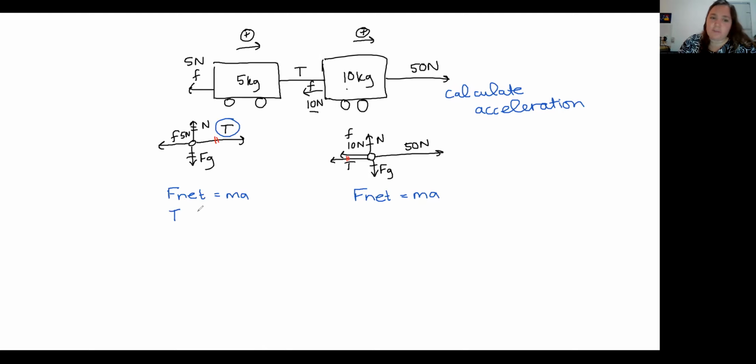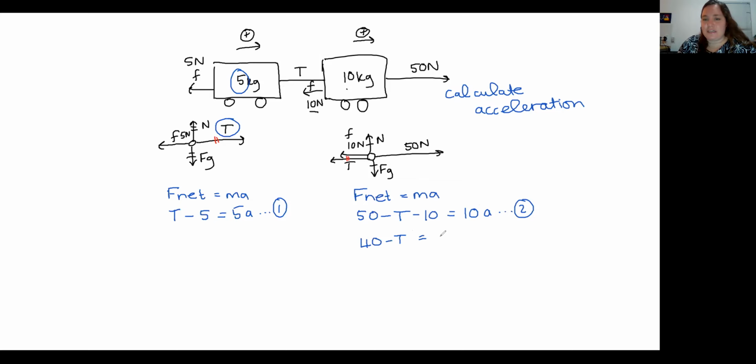The friction is in the opposite direction, so it's T - 5 is equal to my mass here, 5, times acceleration, and that is equation number 1. Over here, we're going to have 50 minus the T minus the 10 newtons is going to equal 10 times A, which is equation number 2. So over here, 50 minus 10, I'm going to get 40 minus T is 10A, and I probably should have made that bit there once I'd neatened it up just a little bit, equation number 2.